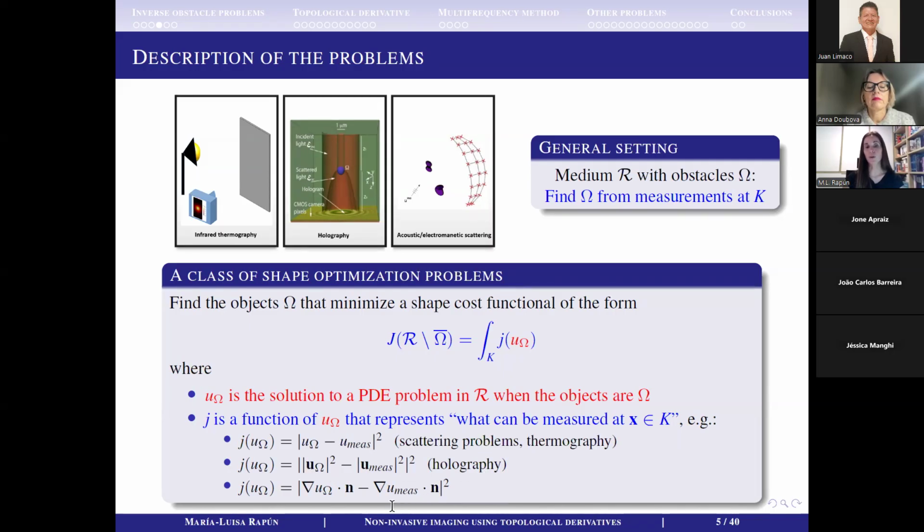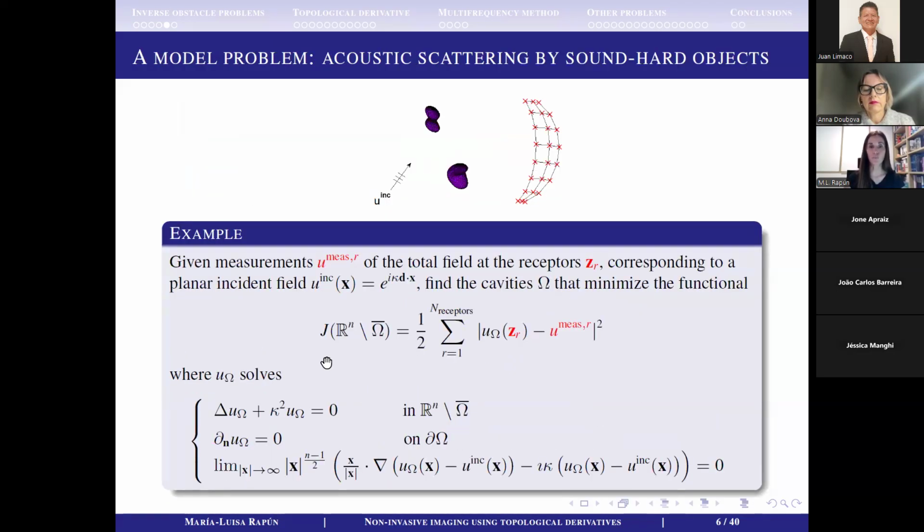If we can measure the normal flux, then it's given by this expression, or if you can only measure the amplitude of the waves, then you have a different function. So depending on the problem, you want to minimize a different shape cost function. And of course, for solving this kind of minimization problems, you can apply many different techniques. And we are going to explore today a method based on the computation of the topological derivative.